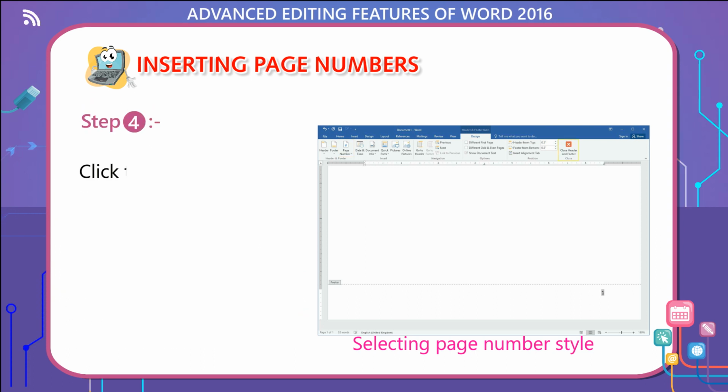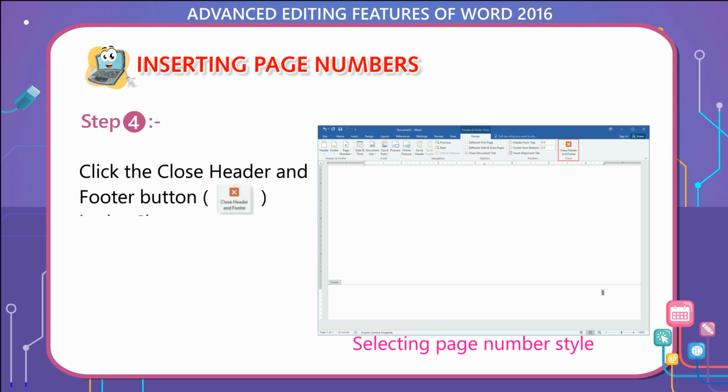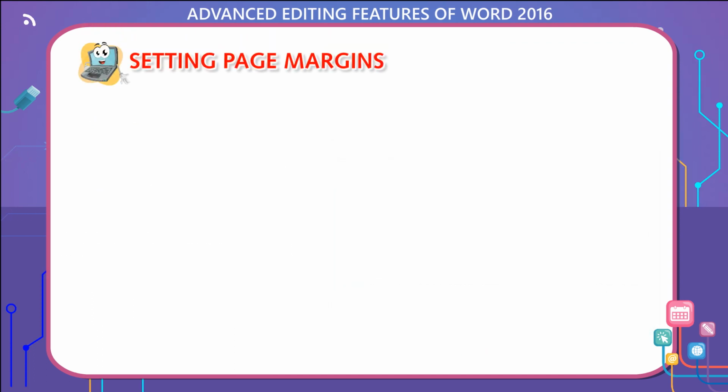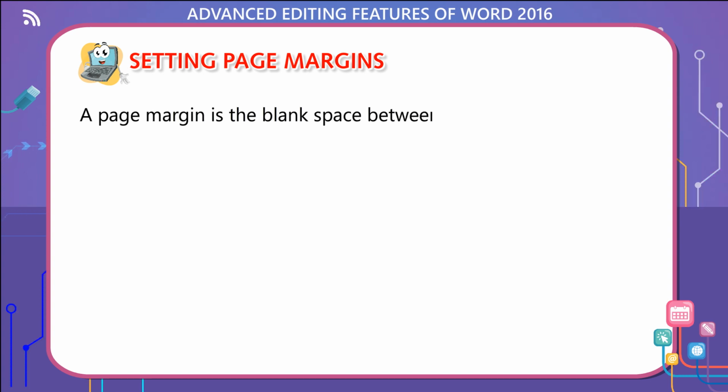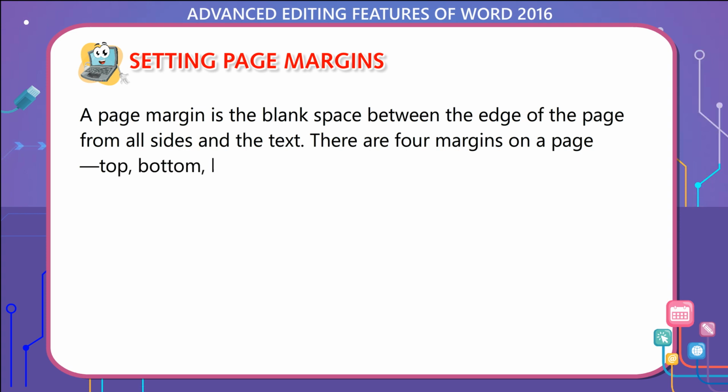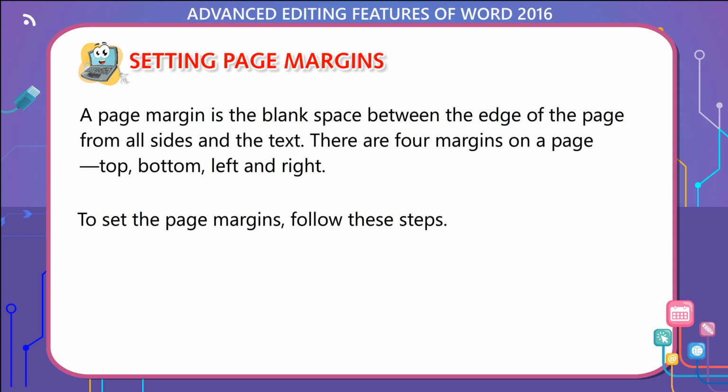Step 4. Click the Close Header and Footer button in the Close group on the Design tab, or press the Escape key on the keyboard. Setting page margins. A page margin is the blank space between the edge of the page from all sides and the text. There are 4 margins on a page: top, bottom, left and right. To set the page margins, follow these steps.